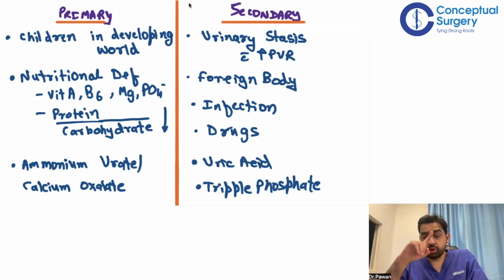It is also called endemic because one particular area might get affected by this primary bladder calculus. In the secondary, there is some kind of urinary stasis, for example BPH, urethral stricture, all these things, or some kind of foreign body. The most common one is the tip of the catheter being retained. Tip of the catheter retained inside the urinary bladder, then infection, then drugs, uric acid, triple phosphate, all of these are the secondary bladder calculus. I hope you have understood.